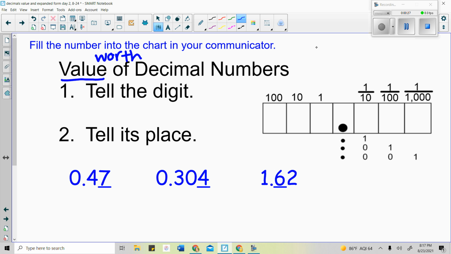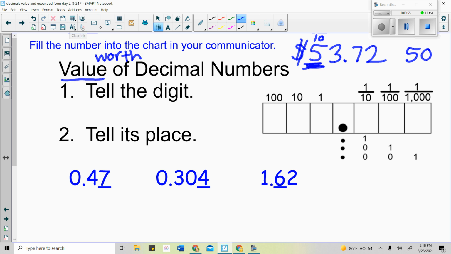So let's say, for example, I had $53.72, and I wanted to know the value of the 5. Well, it might be a 5, but its value is not $5 because it's in the tens place. So because I have a 5 in the tens place, 5 tens would have a value of 50. So we need to report this value based on the place.